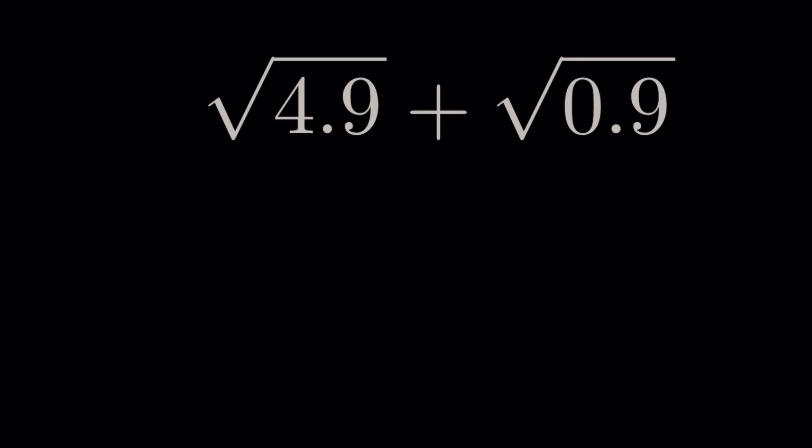4.9 under square root plus 0.9 under square root. How to add decimals under square roots? So first of all, we have to remove the decimals.